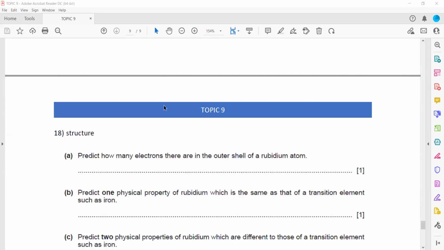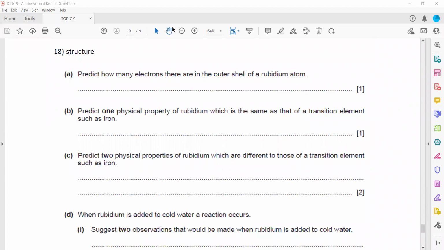And in question 18, predict how many electrons are there in the outer shell of rubidium. Rubidium is group 1. If an element belongs to group 1, the group number represents the number of electrons in the last shell. So it will have 1 electron in the last shell.